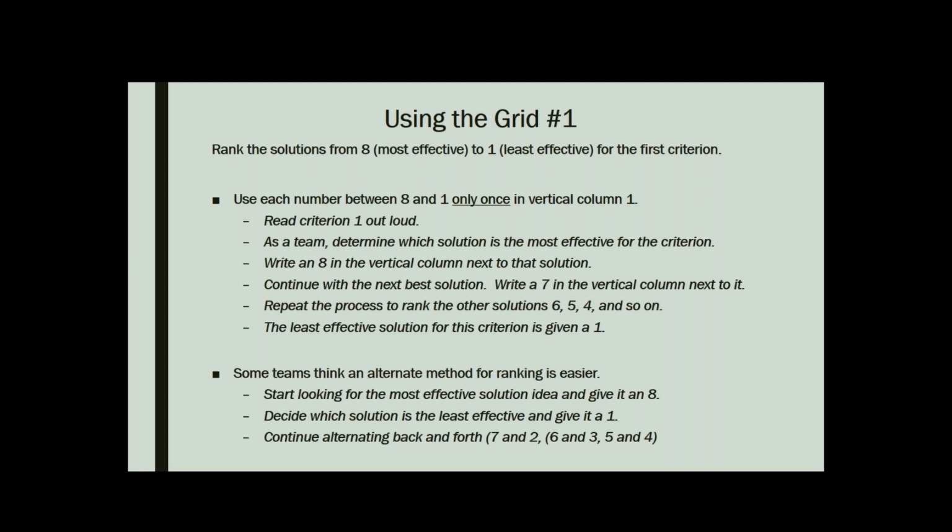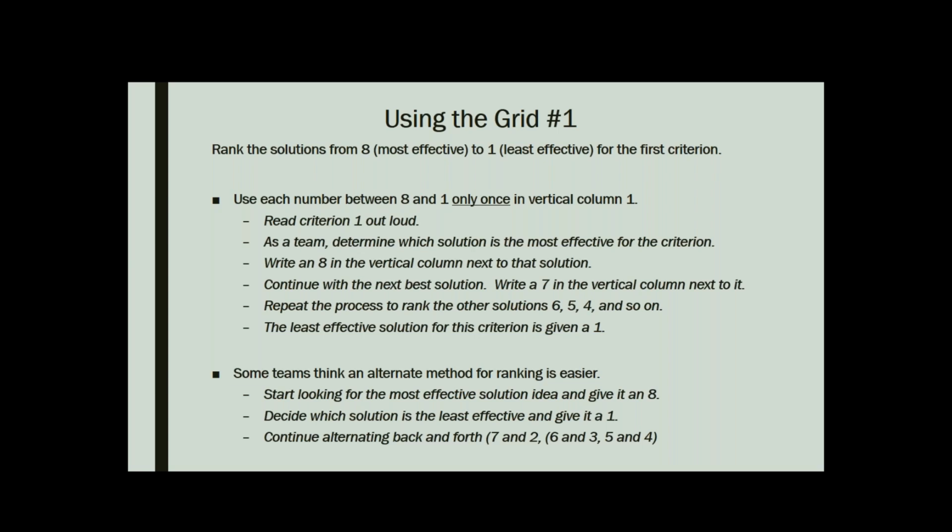Once they have decided, they will put an 8 in the vertical column next to that solution. Then they'll say which would be the next most effective. That will get a 7 in the vertical column. They will continue doing this for 6, 5, 4, and so on. The least effective solution for that criterion will get a 1.